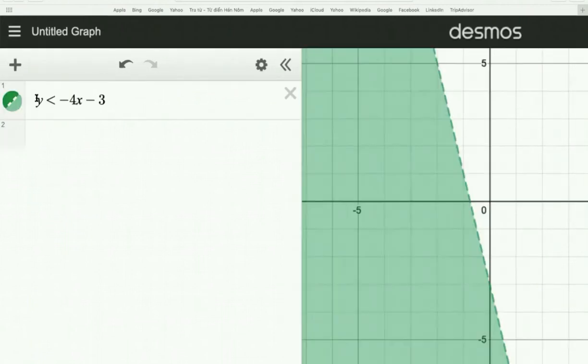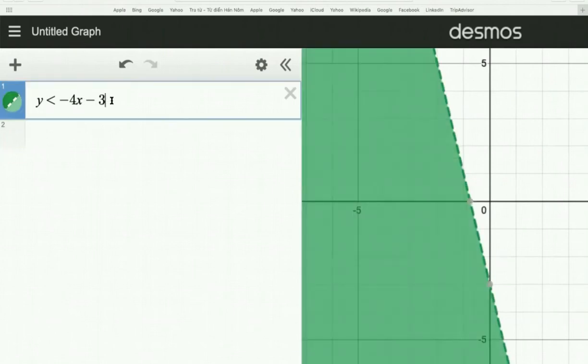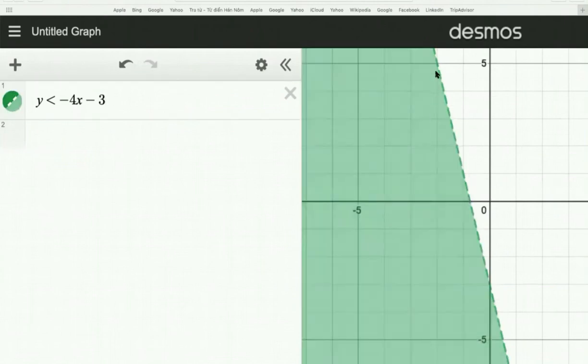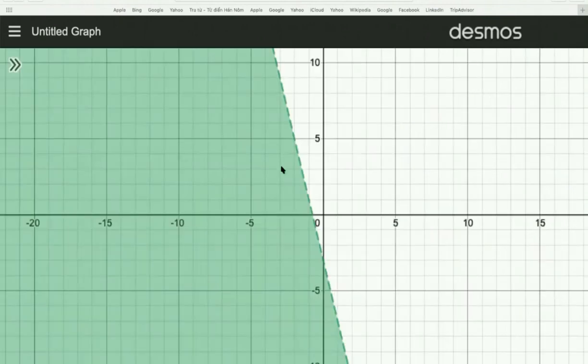If I change the sign to y less than negative 4x minus 3, how is it different from y equals negative 4x minus 3? One major difference is that the line is now dashed. Could you see that? This means that y is not equal to negative 4x minus 3 anymore. The second thing is that the left-hand side of this function is shaded. What does that tell you?